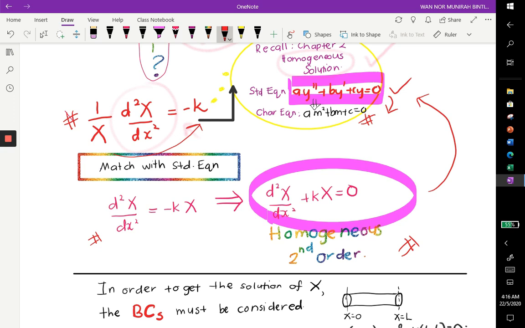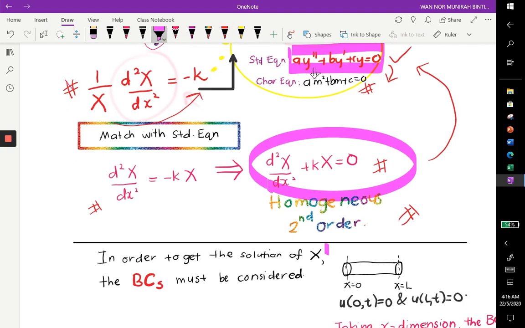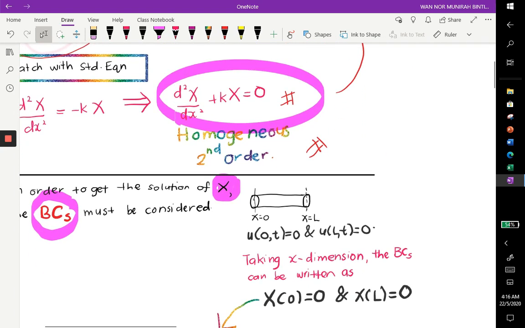After this, actually, we could simply transform this equation into the characteristic equation, but we cannot do that yet. In order to get the solution of X, we need to consider the boundary conditions. So what are the boundary conditions? The first boundary condition is the temperature at the position x equals 0, the first end, and the second end when x equals L, the end point of your rod.